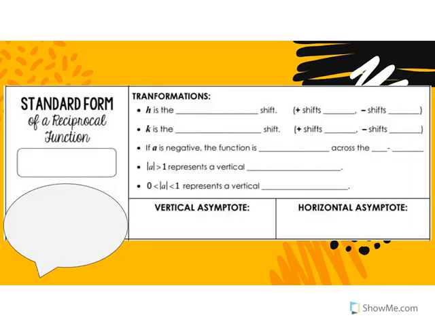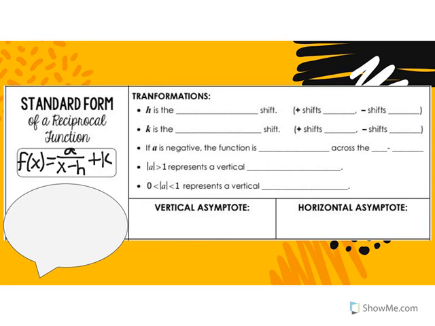Now, just to get some language down, so you guys did this with your exploring activity just before these sets of notes. So, standard form of a reciprocal function. You guys kind of started to notice this. So f of x or y equals a divided by x minus h, plus k. Some of you guys started noticing some things that were happening.